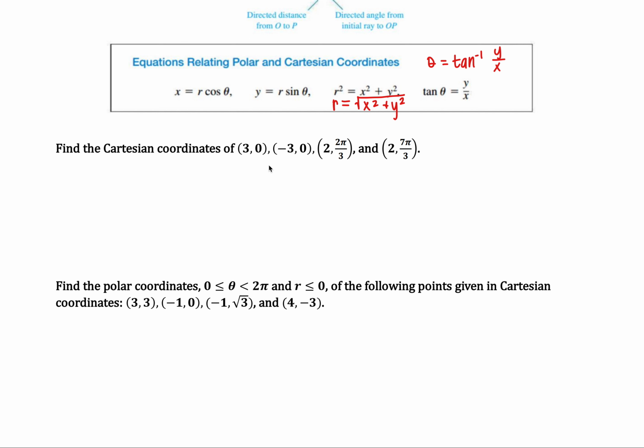For the first example here, though, we're given 4 polar coordinates and asked to find the corresponding Cartesian coordinates for them. So in these 4 polar coordinates, the first coordinate is the r value, and the second one is our theta value. So going through these, let me start with 3, 0.